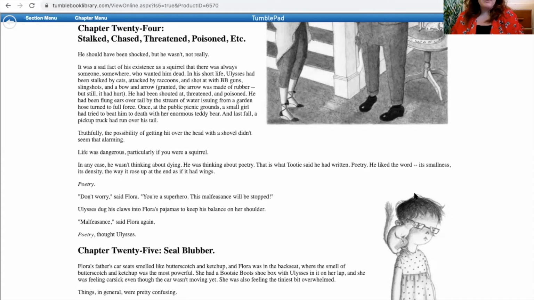In any case, he wasn't thinking about dying. He was thinking about poetry. That is what Tootie said he had written. Poetry. He liked the word. Its smallness, its density, the way it rose up at the end as if it had wings. Poetry. Don't worry, said Flora. You're a superhero. This malfeasance will be stopped. Ulysses dug his claws into Flora's pajamas to keep his balance on her shoulder. Malfeasance, said Flora again. Poetry, thought Ulysses.